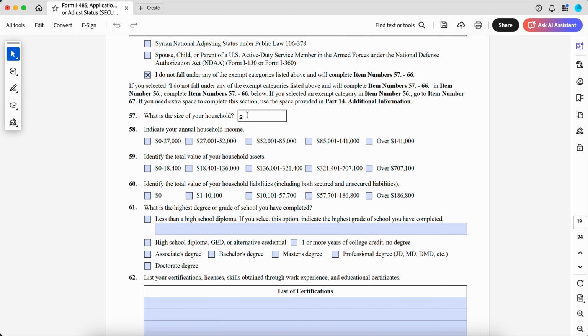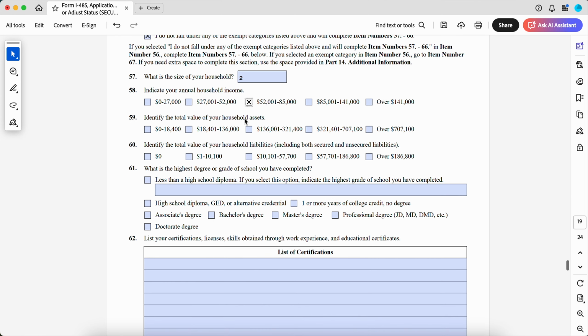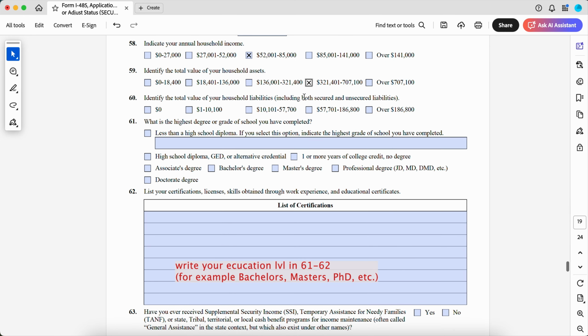The number of the household here, indicate your annual household income. You have to indicate your annual household income. Your US spouse probably knows that. The total value of household assets, it means approximately how much everything in your household, like everything you have, how much it costs. You have to approximately put it here.